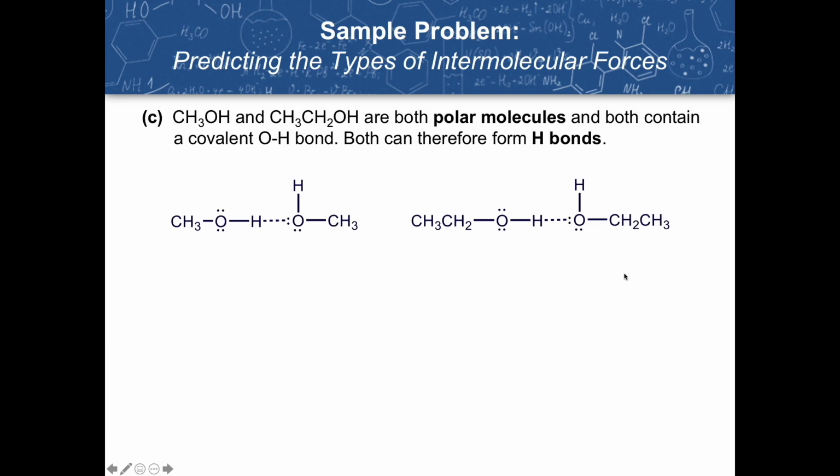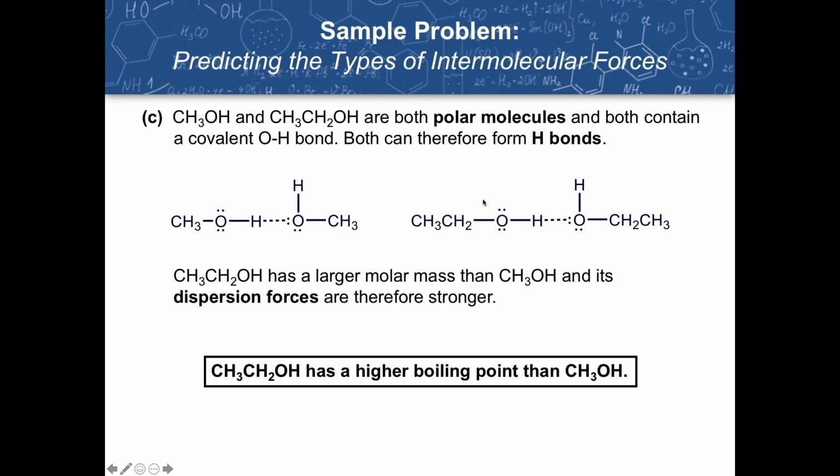And then next, we have the following compounds. They are both polar molecules and both contain a covalent oxygen-hydrogen bond, which can therefore form hydrogen bonds. But in this case, CH3CH2OH has a larger molar mass than CH3OH and its dispersion forces are therefore stronger. If that's the case, CH3CH2OH or ethanol has a higher boiling point than methanol.